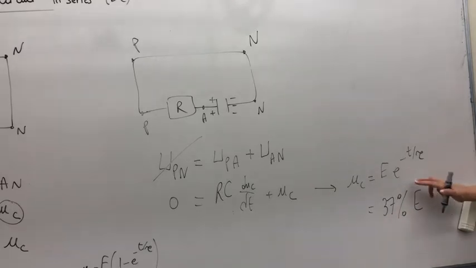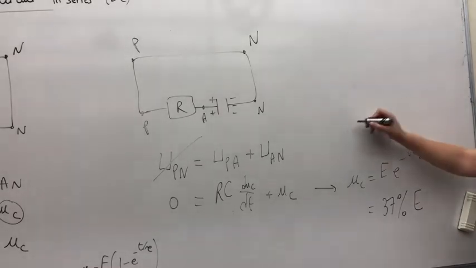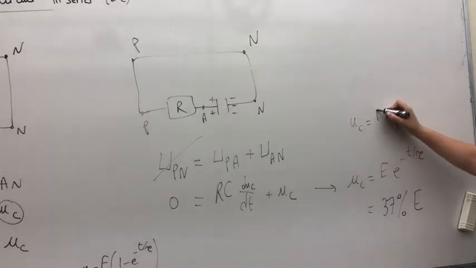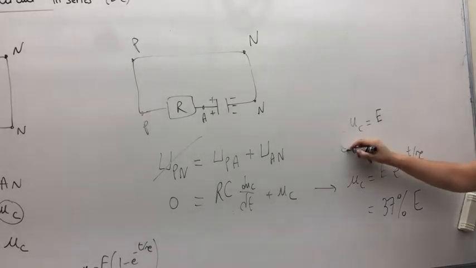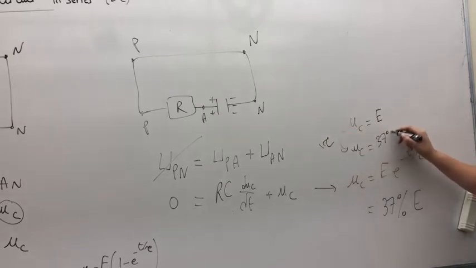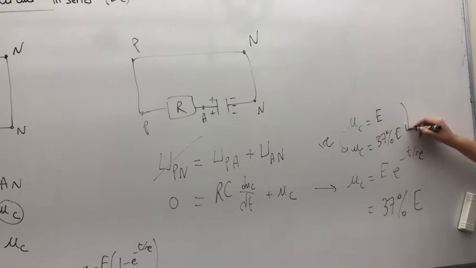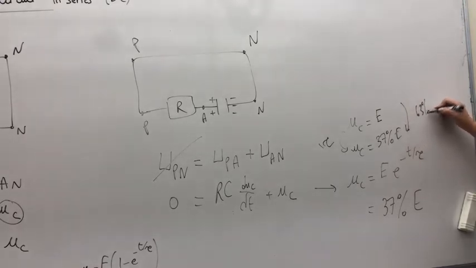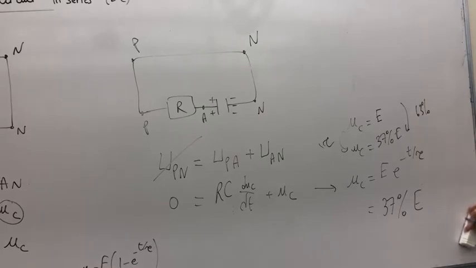The exponential is a mathematical function, the fastest function in math, whose job is to change quickly. So at time 0, UC was E. After 1 tau, UC became 37% of E, so the variation is 63%, because UC is very fast. Exponential is a very fast function.